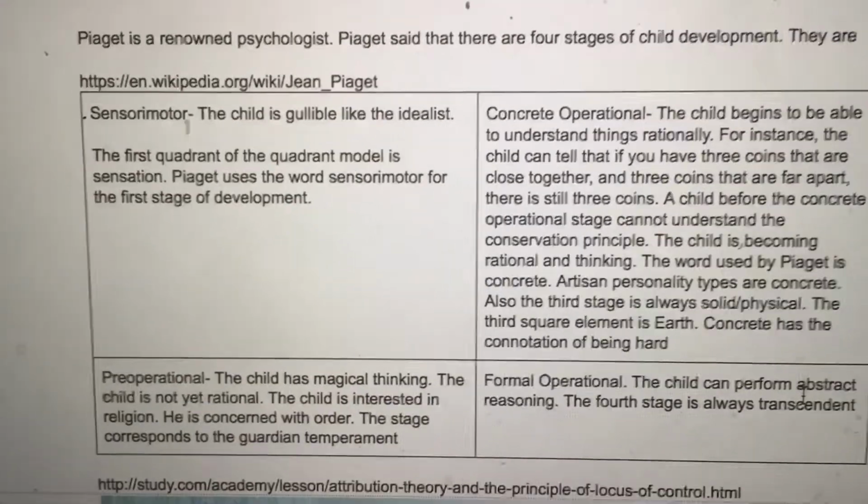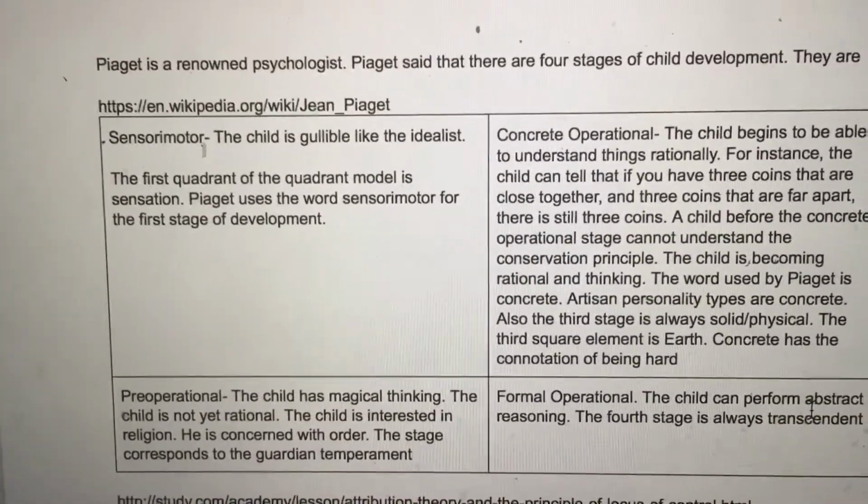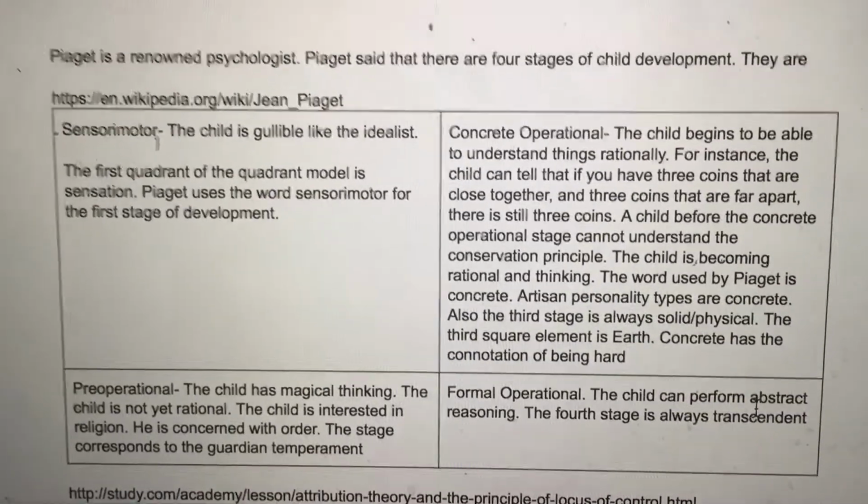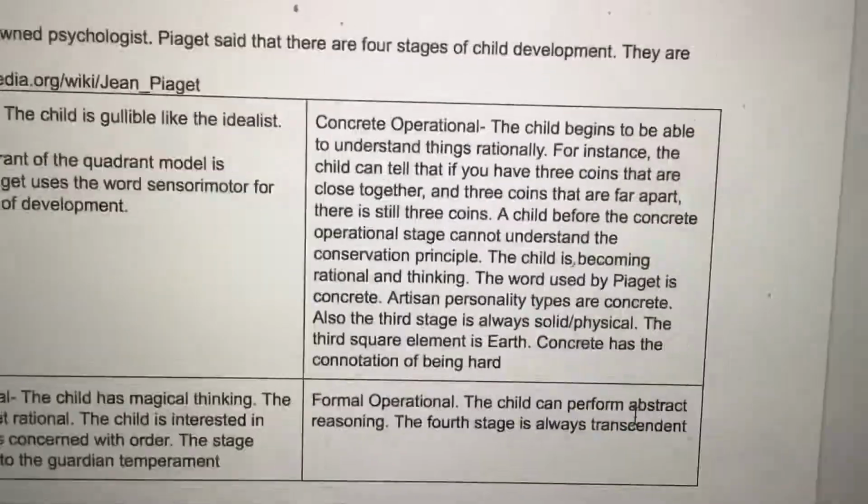Pre-operational, the child has magical thinking. The child is not yet rational. The child is interested in religion. He is concerned with order. This stage corresponds to the guardian temperament.